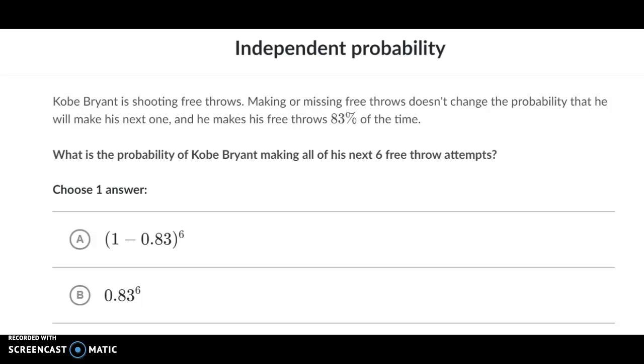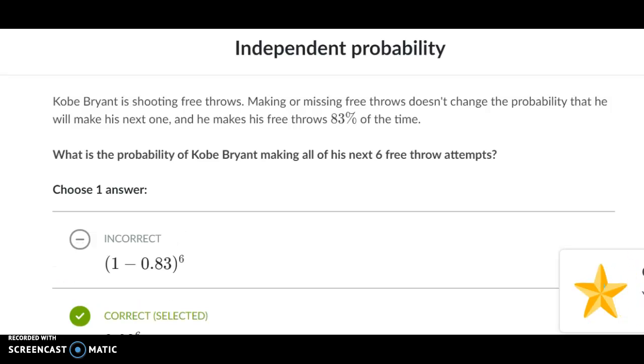Well, the probability of the first one is 0.83. Probability of the second time, 0.83. Probability of the third time, 0.83. So each of these 6 times is going to be 0.83. It's not changing. So you multiply those, 0.83 times 0.83 times 0.83 6 times, which is the same thing as saying 0.83 to the 6th power, which is correct.